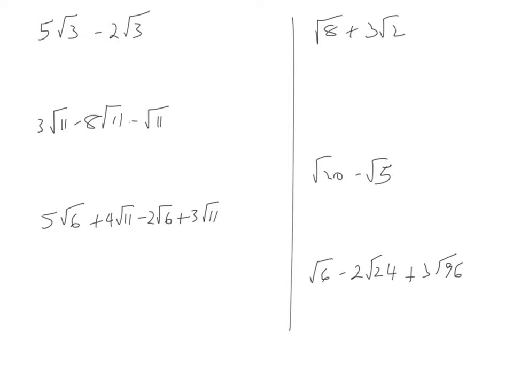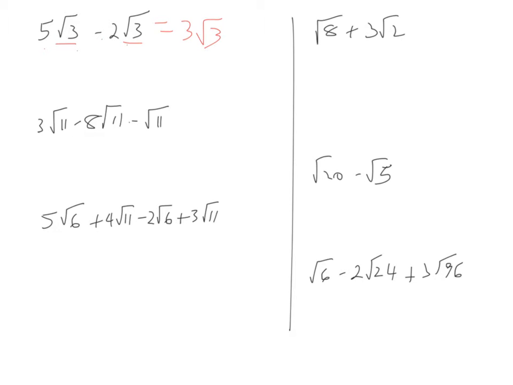With this, it's like 5a minus 2a. What do you get? Well, you get 3a. So this one, we've got the same surds here. They're both the square root of 3. So we've got 5 lots of square root of 3 minus 2 lots of the square root of 3. What do we got? Well, we've got 3 lots of the square root of 3.